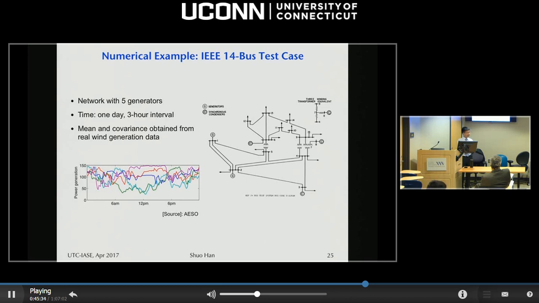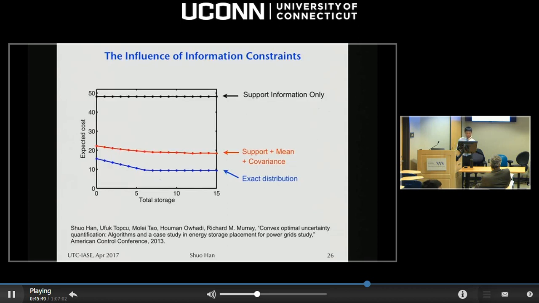And then the information that I give about the distribution is just the mean and covariance of the distribution. And that is what I obtained from the wind power generation data. So here are the results. I'm comparing 3 different scenarios.